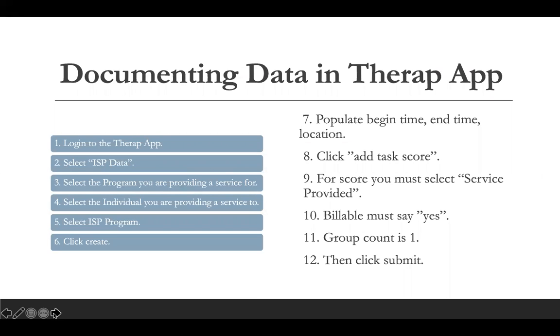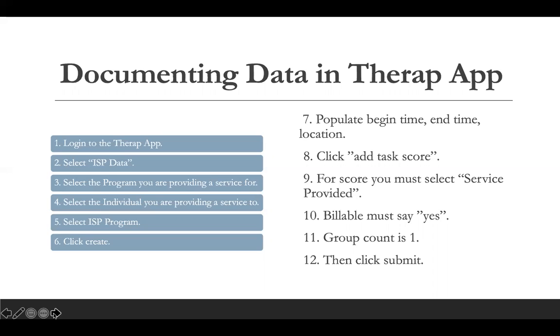Here's how you document data in the Therap app, which by now everybody should know, but a quick refresher. The only thing you have to do is log in to the Therap app, select ISP data, then select the program you're providing a service for. So if you're assigned to ComHab and working on ComHab goals, you hit ComHab, Community Habilitation. Then you select the individual you're providing a service to. Afterwards, you select ISP program, which are the actual goals.